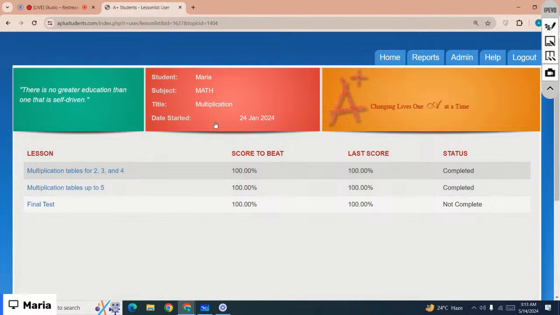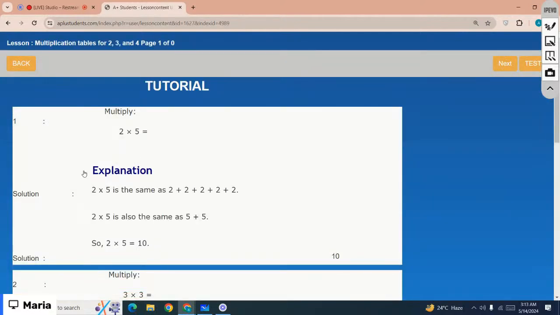Okay, next we're going to start with the chapter multiplication, and the lesson we're going to start with is multiplication tables for 2, 3, and 4. Let's start with the lesson. So basically, multiplication and addition are exactly the same, right? Either you add again and again or you multiply. The answer is exactly the same.